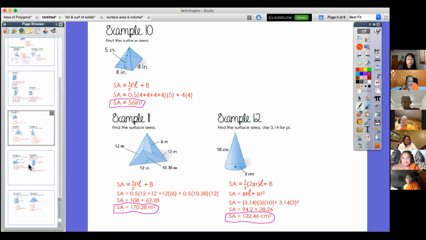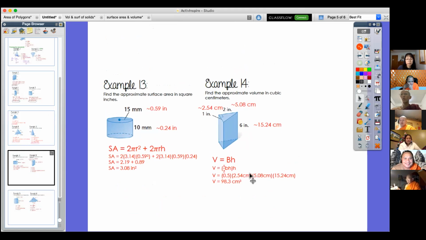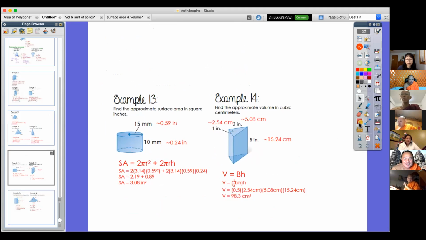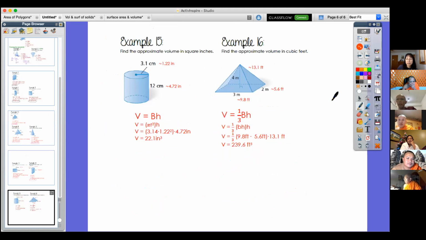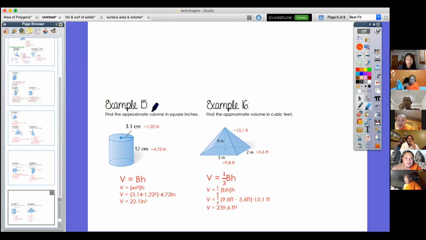Okay, what about 13 and 14? Yeah, so here's my 13. And here's my 14. Do you get it? Okay, well, this one, 15, 16, do it on your own because you already got the volume. It's the same one, this is volume.